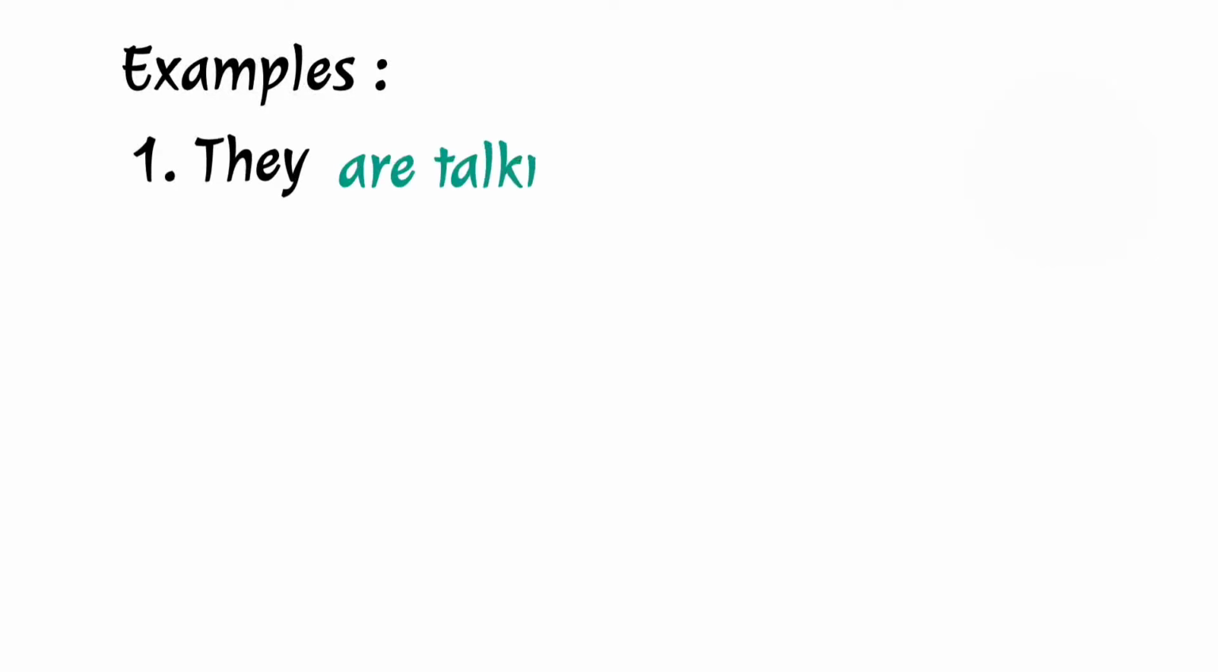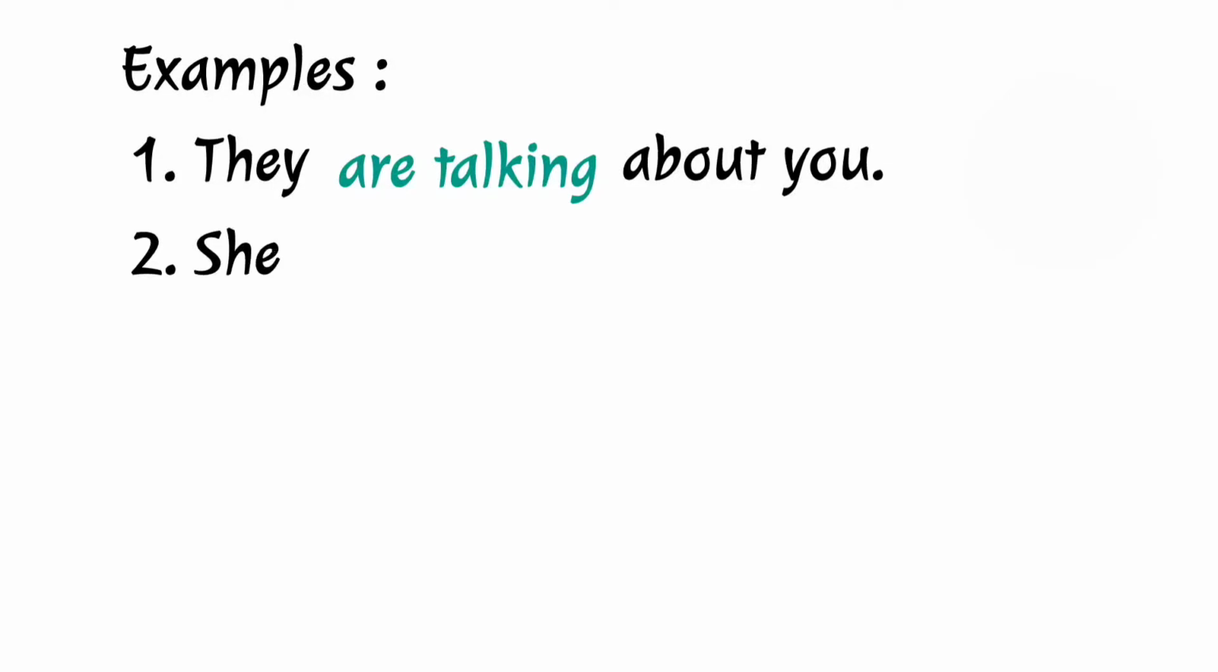They are talking about you. They are talking about you. Now, so the verb in this case is are talking. Remember that we have to use am, is, are, and then verb ing. They are talking about you. It means that it happens now.